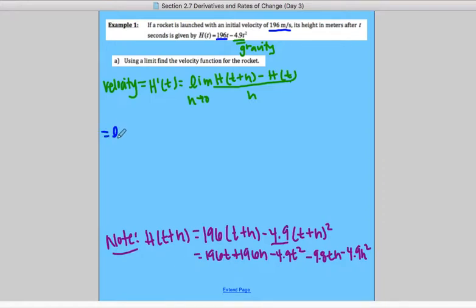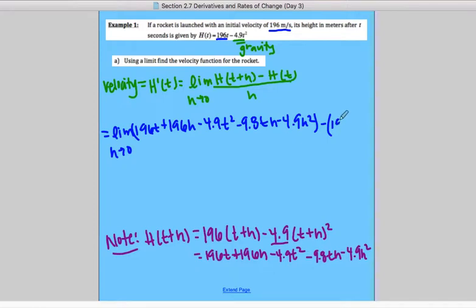Now we have our limit as h approaches 0. Capital H of t plus h, that's everything I have here, so I'm just going to rewrite this down. So I have 196t plus 196h minus 4.9 t squared minus 9.8 th minus 4.9 h squared. Then I'm going to subtract H of t, which I have listed just above here. So it's going to get crowded. So I got 196t minus 4.9 t squared, all of that over h.